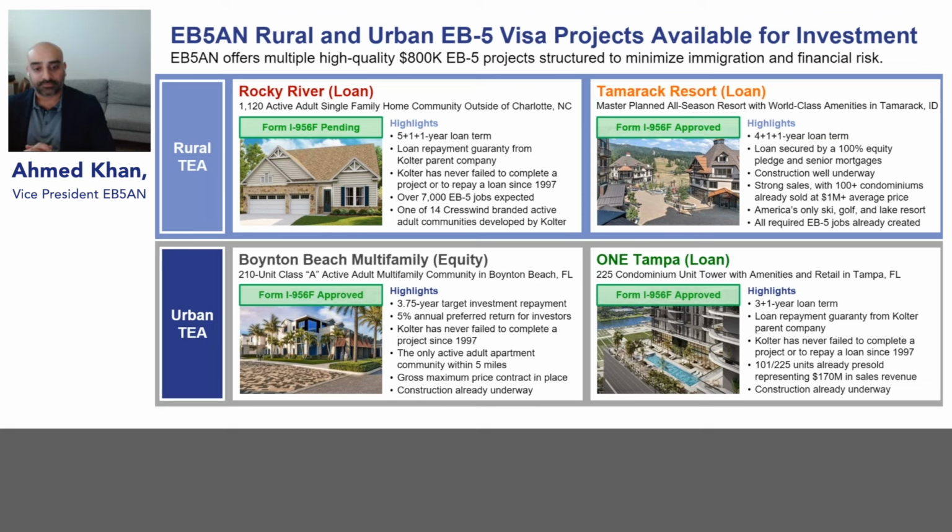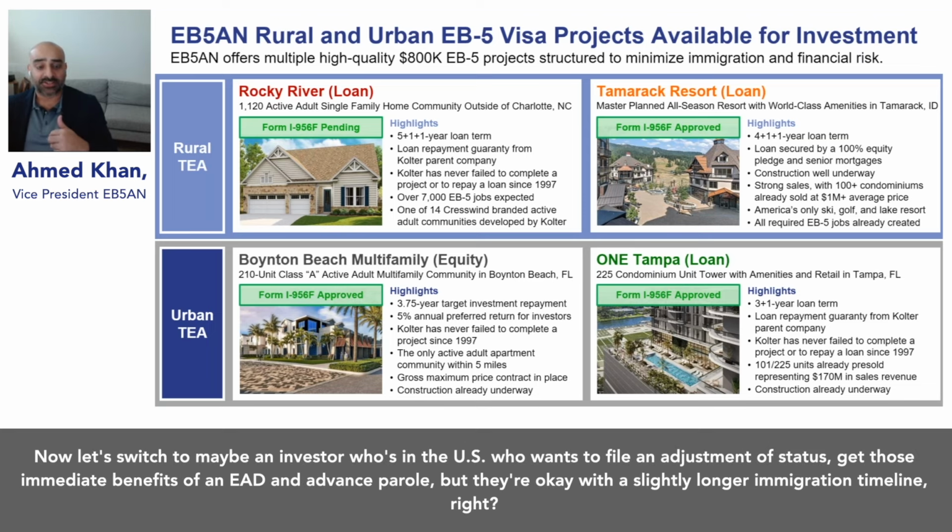Now let's switch to maybe an investor who's in the US, who wants to file an adjustment of status, get those immediate benefits of an EAD or advanced parole, but they're okay with a slightly longer immigration timeline, right?